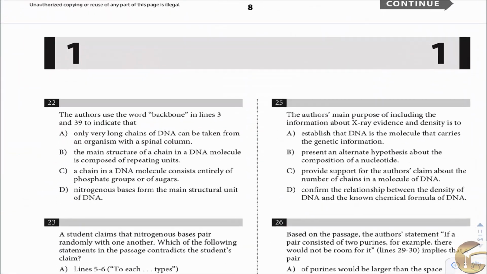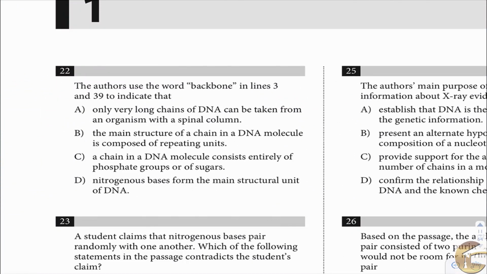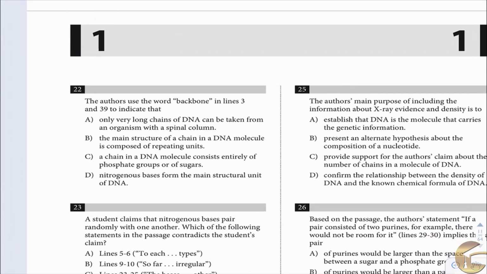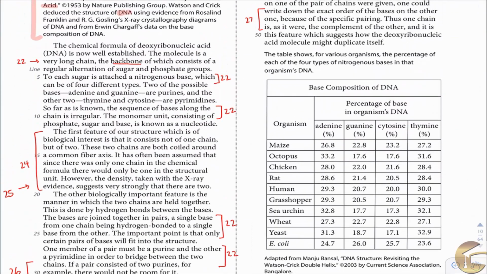That's the first question. The authors use the word backbone in lines 3 and 39 to indicate what. So we want to see what the word backbone represents in both of those sets of lines. We're going to start with line 3, and then go on to line 39 and compare. In line 3, it says, the molecule is a very long chain, the backbone of which consists of a regular alternation of sugar and phosphate groups. So the backbone of this chain is this regular alternation of these types of groups. So we have sugar and phosphate. So we see it there.